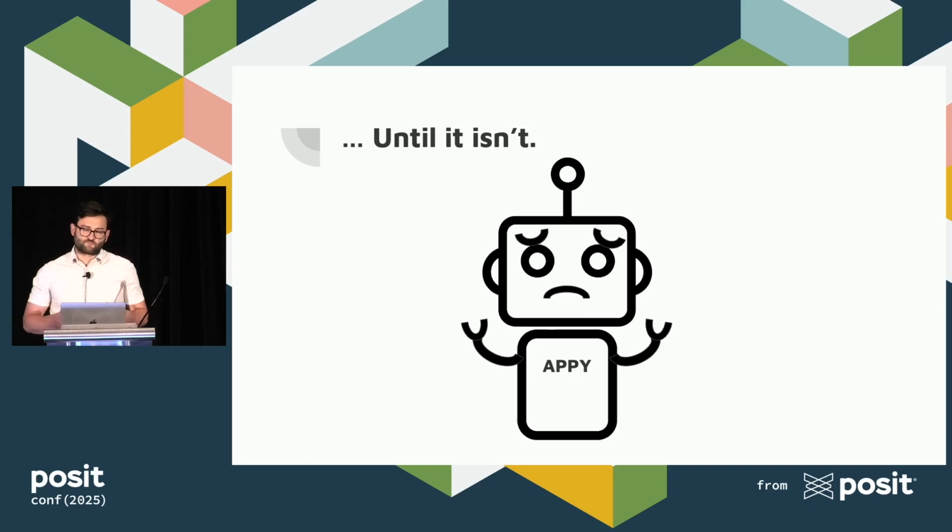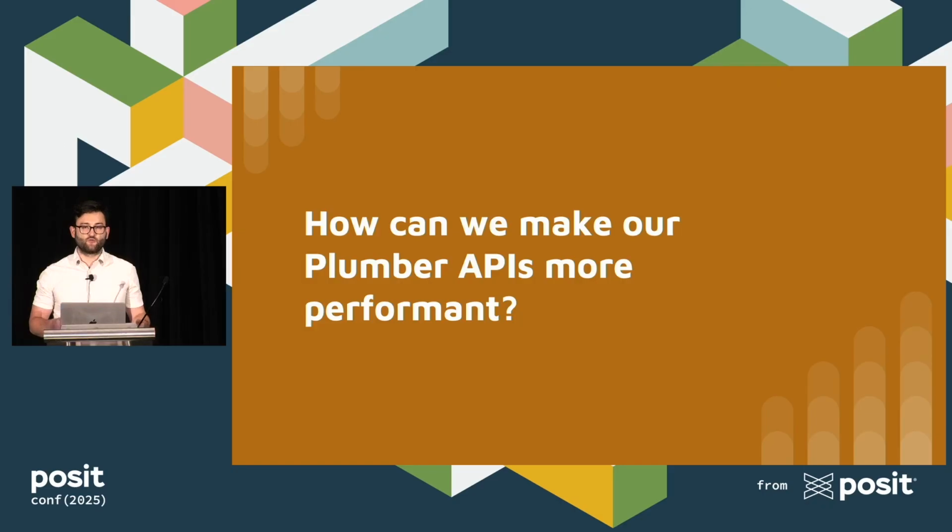So we're starting to struggle at this point. You and your manager go through the logs and you see that your app is still up, it's still running. The issue is that it's struggling to handle all of this new traffic that it's receiving. So this brings us to an important question, which is how can we make our Plumber APIs more performant?